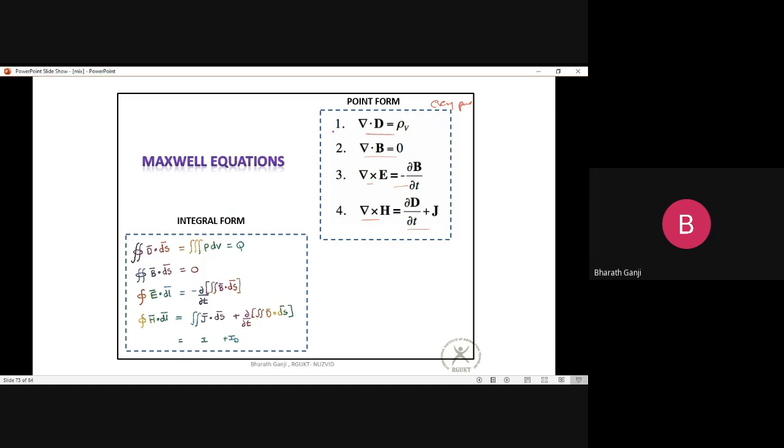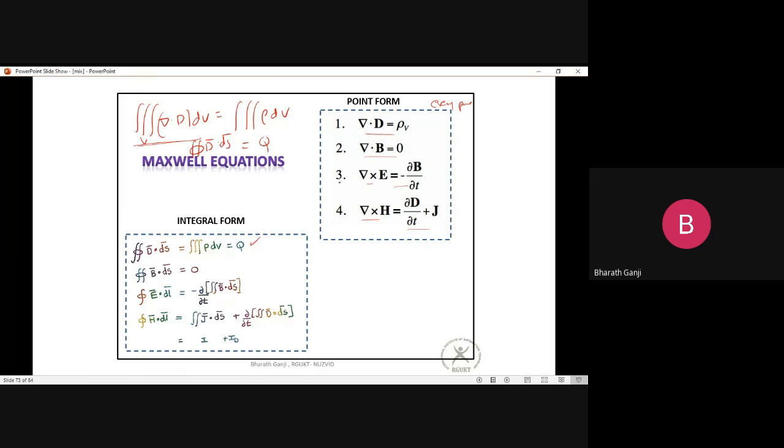So how do you get integral forms? For the first equation, I can take the volume integral on both sides, and from the divergence theorem, this is nothing but the closed surface integral of D bar dot dS bar, which equals Q, since the volume integral of rho dv is nothing but charge. So you can see that is your first equation.